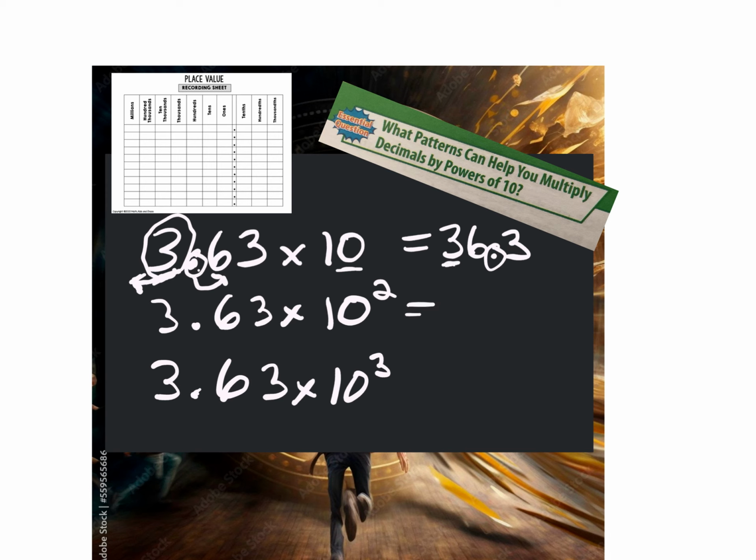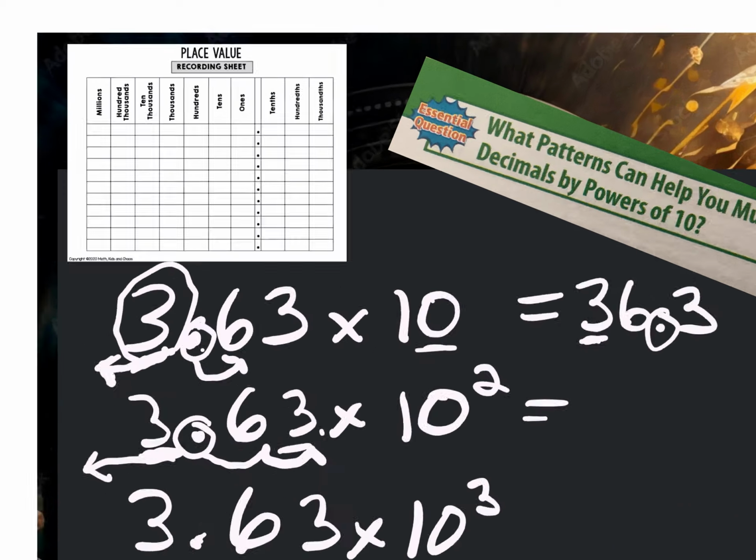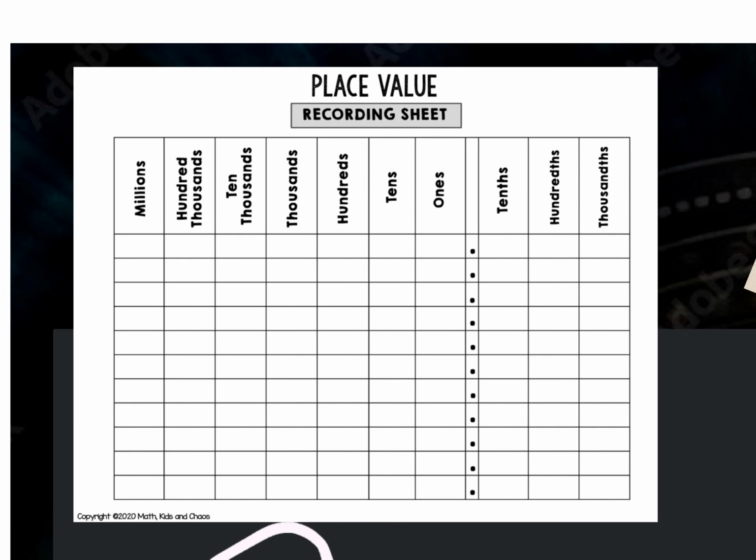Now, if we go 10 to the second, we can either see that the decimal goes this way, making the number larger, or we can shift the 3 this way 2 place values to the left, which would take it from the ones place. If we plug it in here, take it from the ones place, and we want to multiply by 10 to the second or 100.